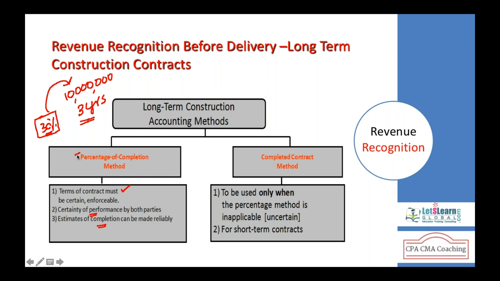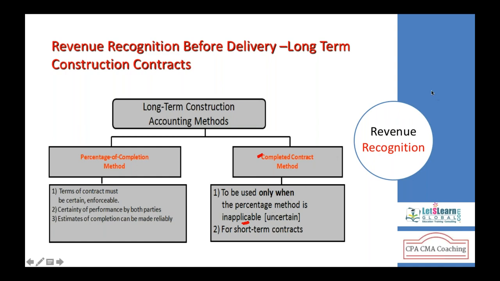The most popular method used in long-term construction revenue recognition is the percentage of completion method, whereas there is another method called the completed contract method, which is not allowed for external reporting, in fact, unless it is used only when the percentage method is inapplicable. Means what? We cannot calculate the percentage completed. Certain contracts we cannot measure the percentage completed, like marketing, research and development, web designing for an e-commerce company.